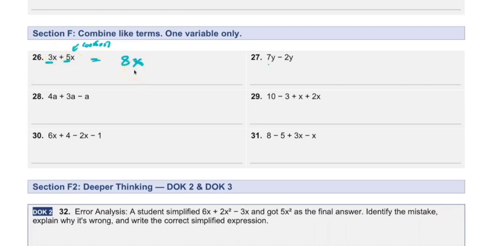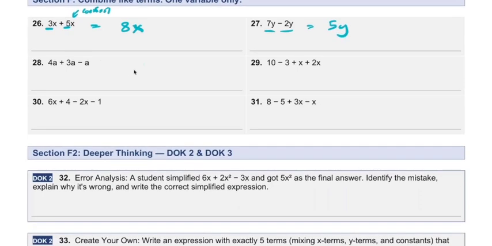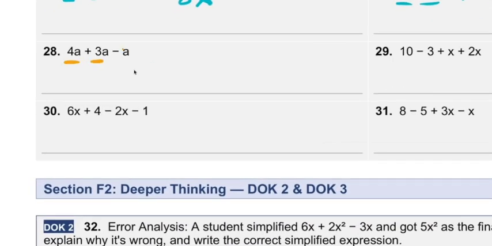Over here, 7y minus 2y is 5y. Next one, 4a, 3a, and then this is a negative 1a, even though they don't show it. So 4 plus 3 is 7, minus the 1a equals 6a.